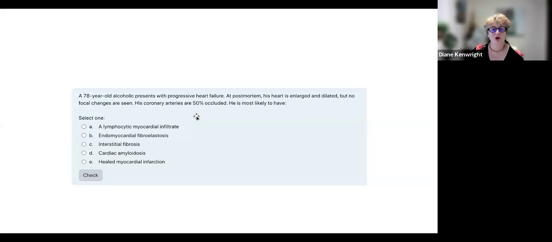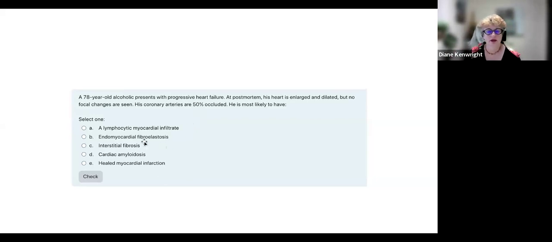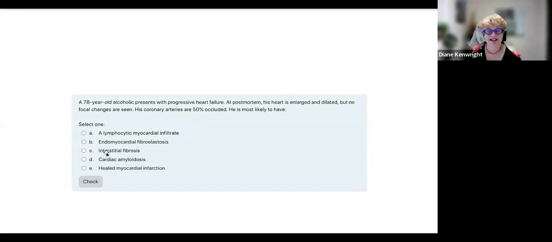So what would we see at post-mortem? Well, we know that alcohol kills the myocytes. They're replaced by fibrosis. Here we go. The answer is going to be C, interstitial fibrosis, fibrosis between the myocardial cells. This one, wrong. No, this is due to viral myocarditis. Oh, endomyocardial fibroelastosis. Well, isn't that a mouthful?